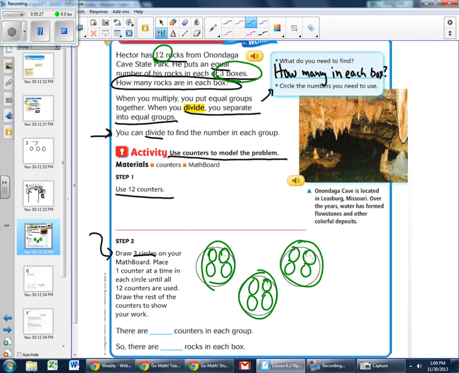You notice that we have an equal group, which is what it asked us to do. So there are 4 counters in each group. Looking at them quickly, you can see that there are 4 counters in each group. So there are 4 rocks in each box.